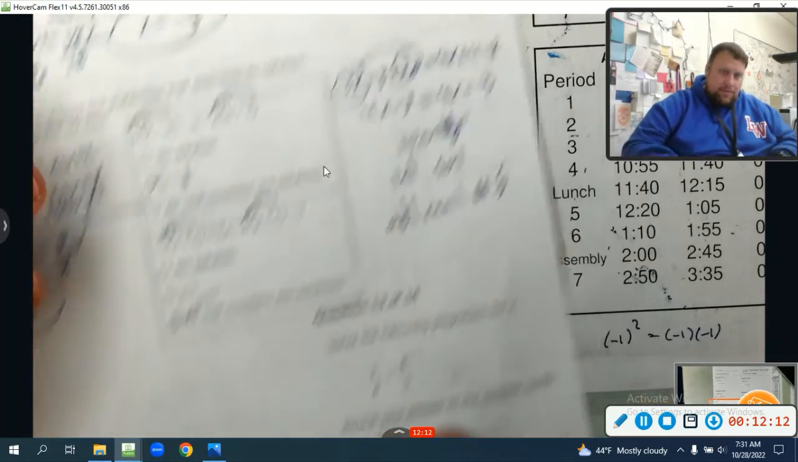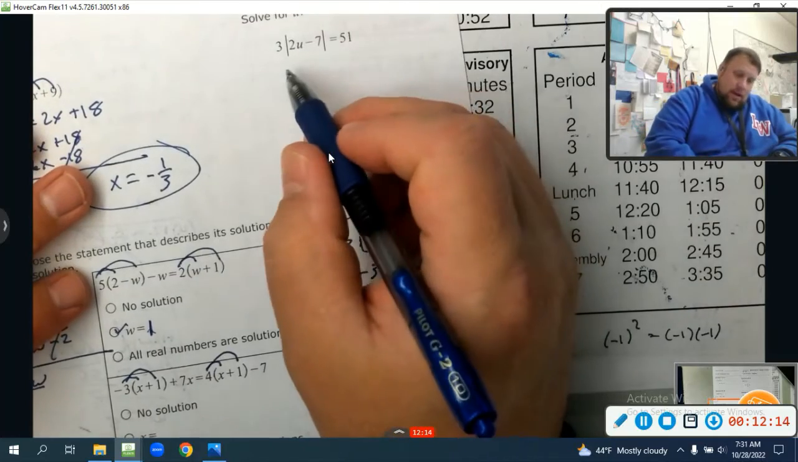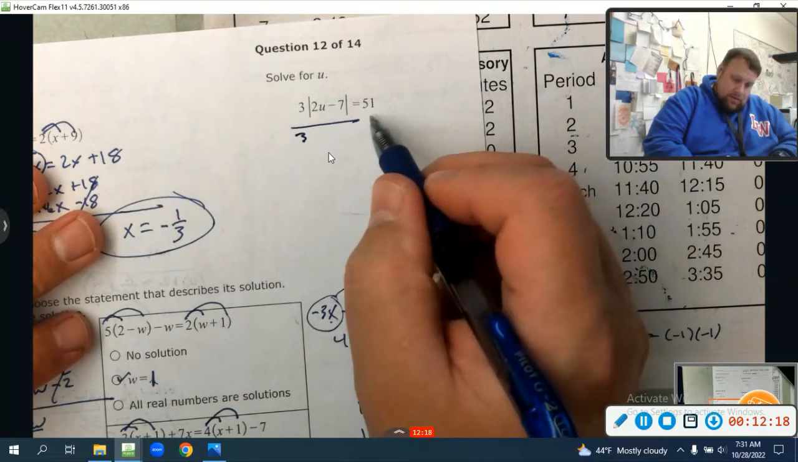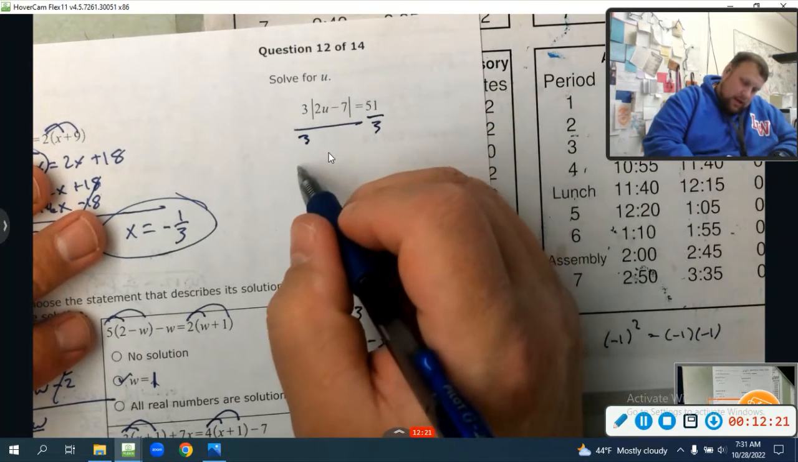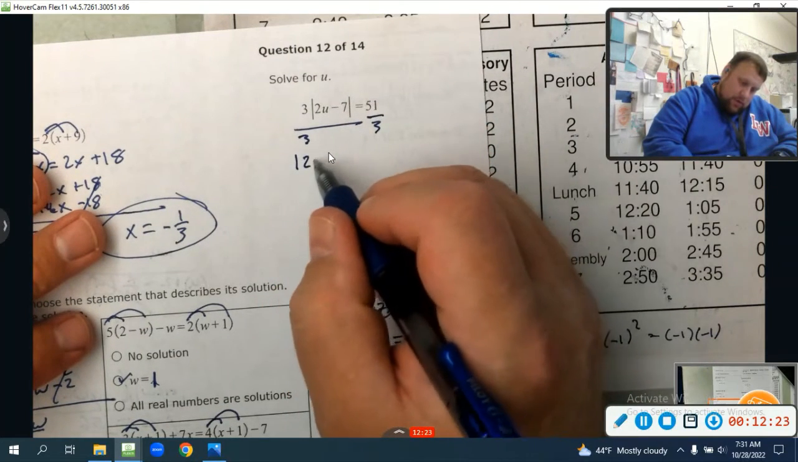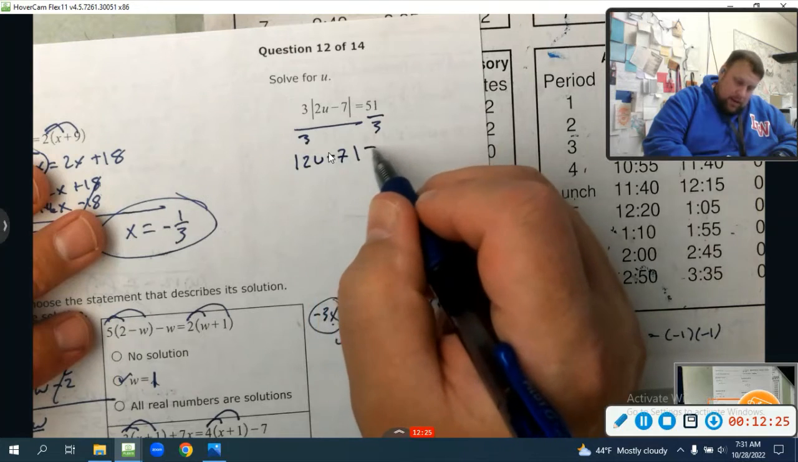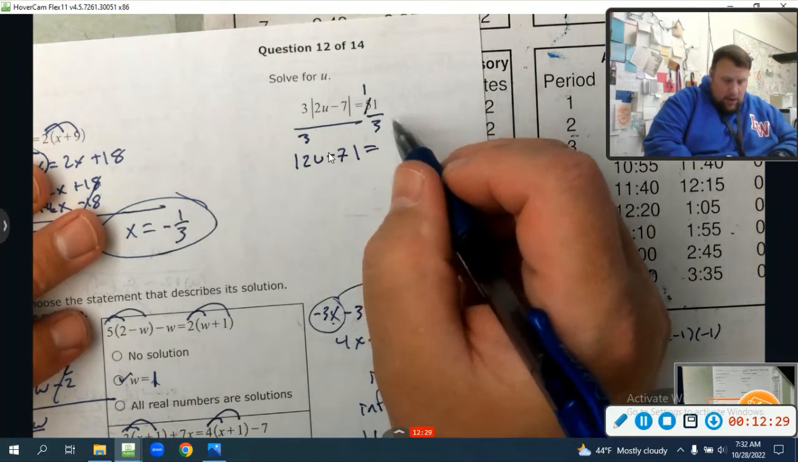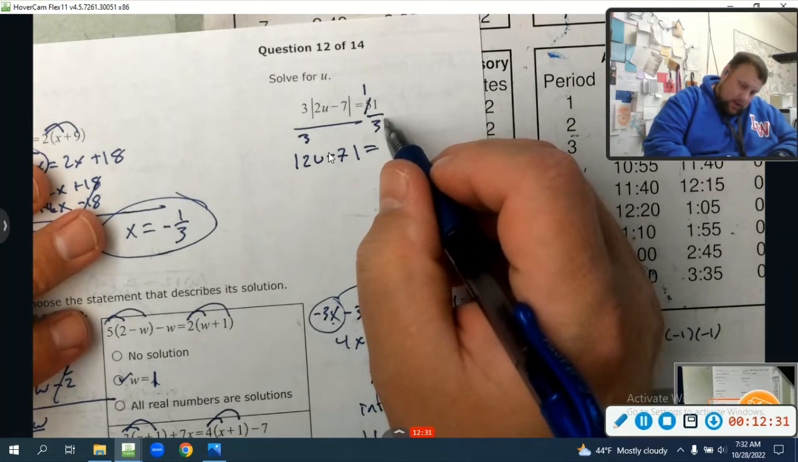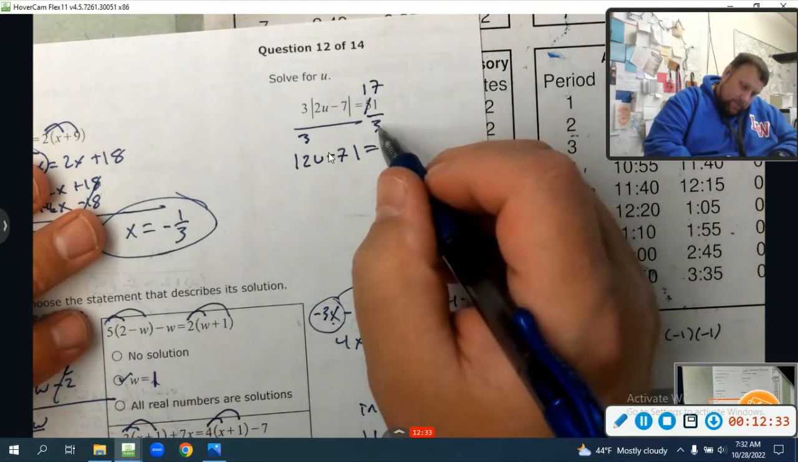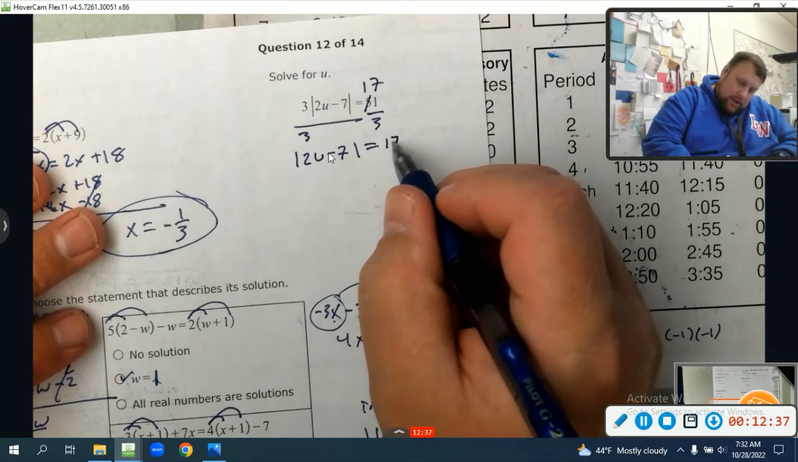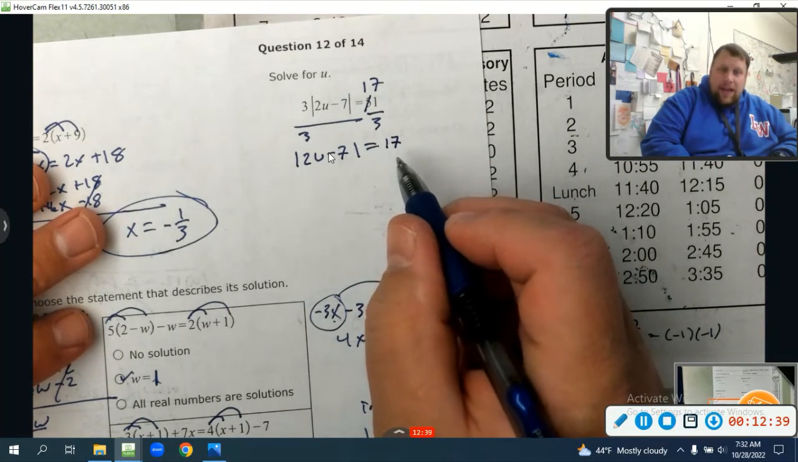Okay, let's go up here. Almost the same deal, right? I've got to divide both sides by 3 before I start. Divide by 3, and I get the absolute value of 2u minus 7 equals, see, 3 goes into 5 once, leaves 2 and a 1, 21, 7 times. So that's going to be 17. So I know that this equals 17, and it's going to be the positive and negative of that.